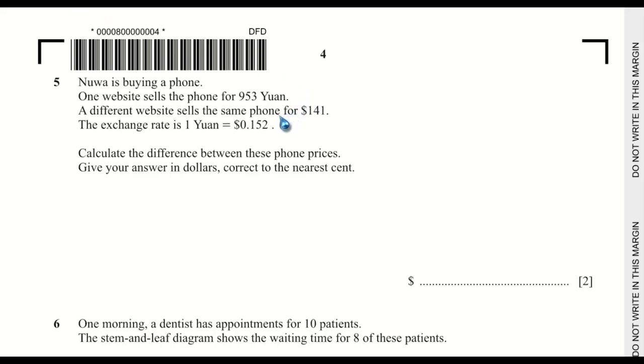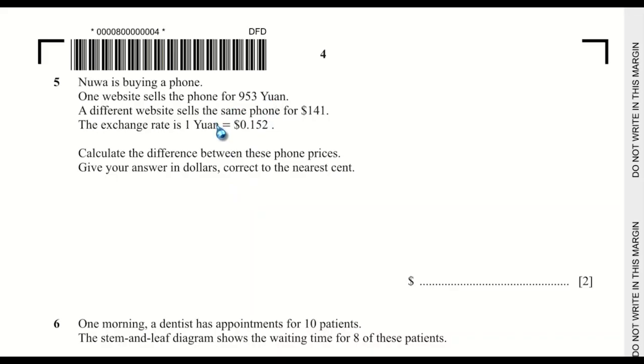Noah is buying a phone. One website sells the phone for 953 yuan. A different website sells the same phone for $141. The exchange rate is 1 yuan to $0.152. Calculate the difference between these phone prices. Give your answer in dollars, correct to the nearest cent.